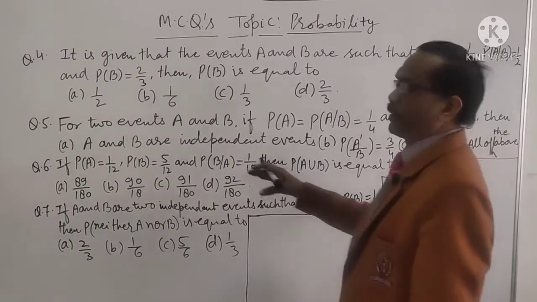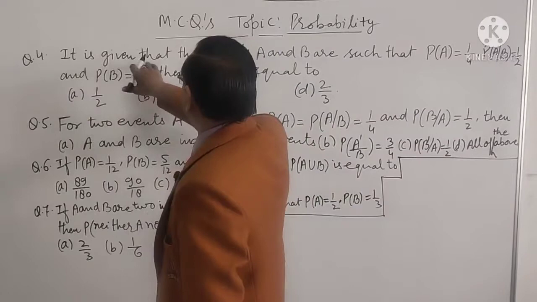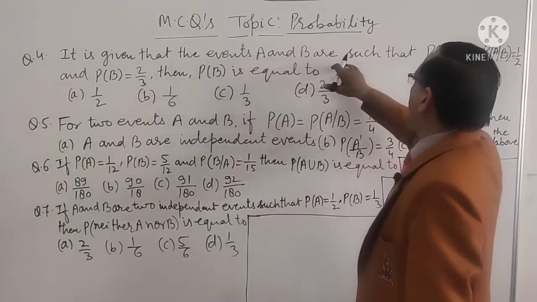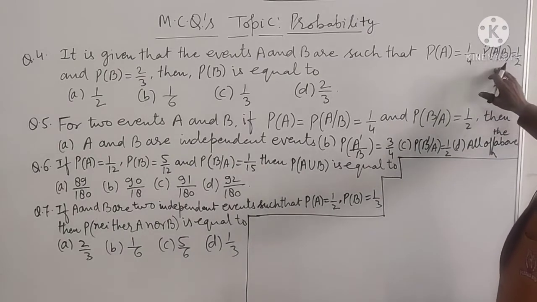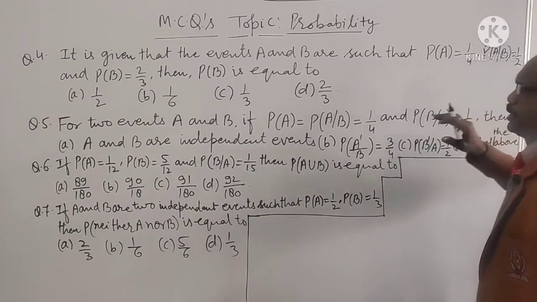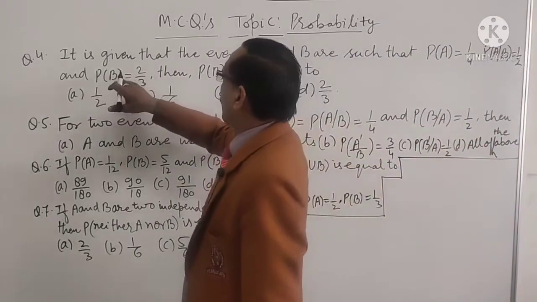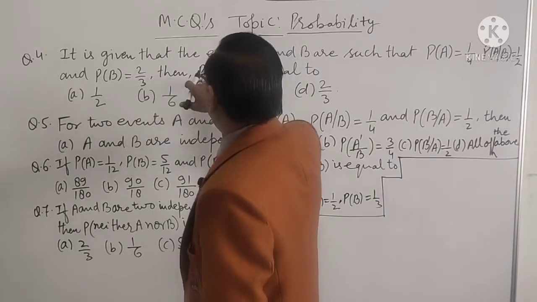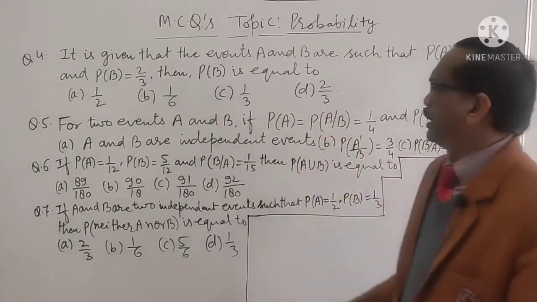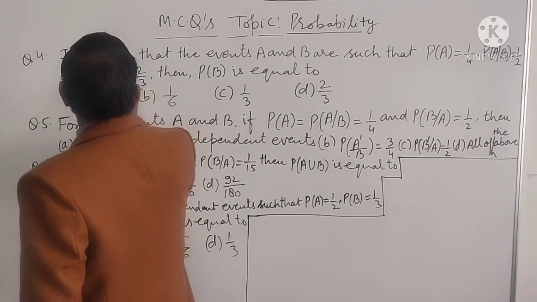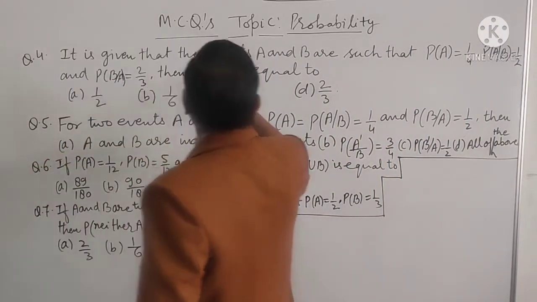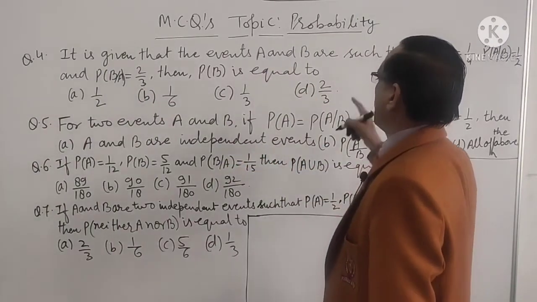So now, question number 4. It is given that events A and B are such that P(A) is 1 by 4, P(A|B) is 1 by 2, and P(B) equal to 2 by 3. Then P(B|A) is 2 by 3. Then P(B) is equal to what?